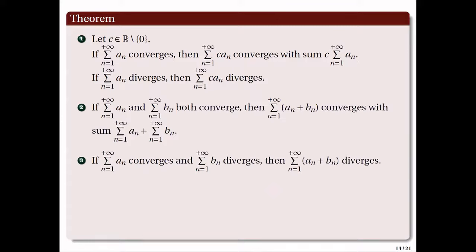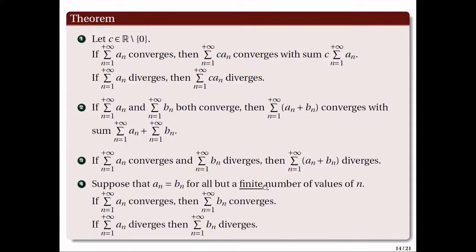Third, the sum of a convergent series and a divergent series is divergent. And fourth, if two series have exactly the same terms except for a finite number of terms, then convergence or divergence of the first series will be the same with the second series.